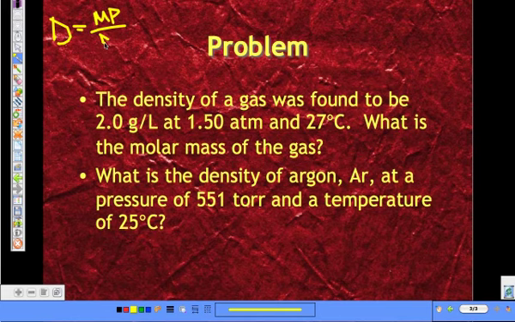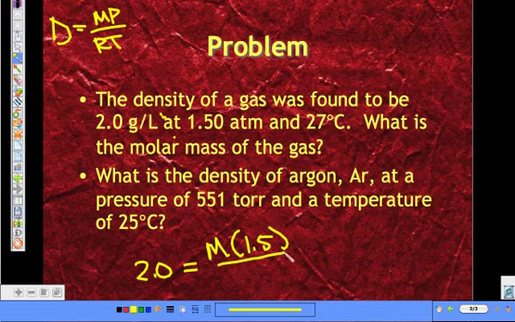Divided by RT. Woo, that's a big one. So we know, I'm going to move down to the bottom. We know our density is 2.0. We're looking for molar mass, big M. What's our pressure? It's in ATM, so that's the correct units. R is 0.0821, and temperature is 300.